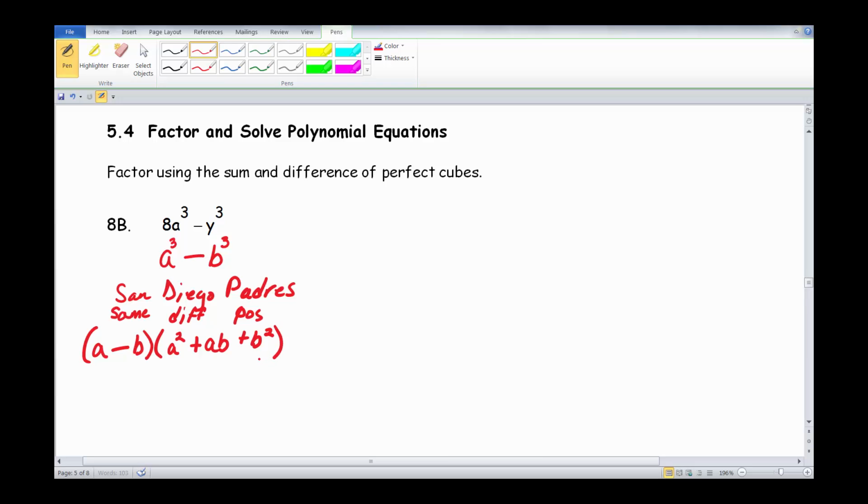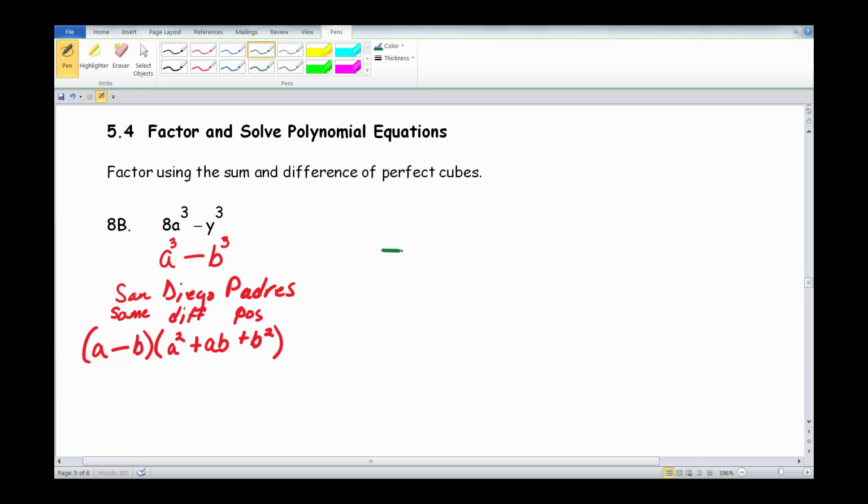If there are any baseball fans, hopefully that little acronym helps you remember breaking down these sum and differences of cubes, at least for the sign parts. Now what we have to go ahead and do is identify what is our a and what is our b to be able to throw them into this nice little formula.